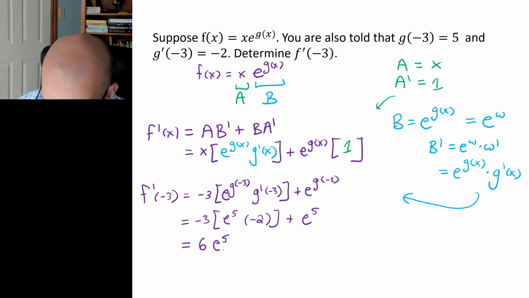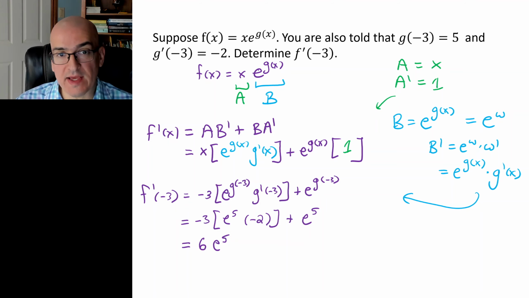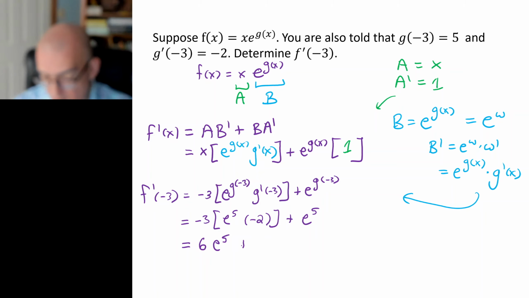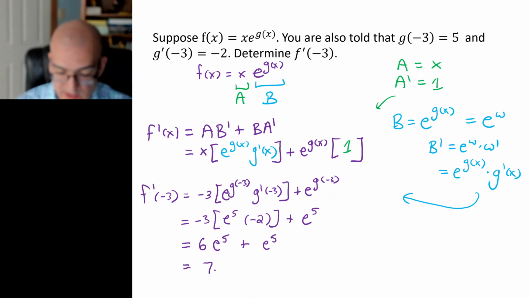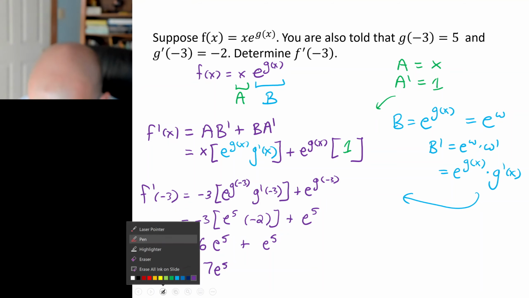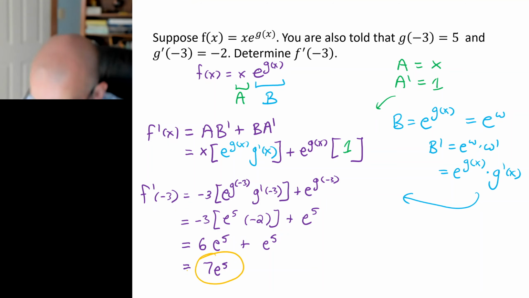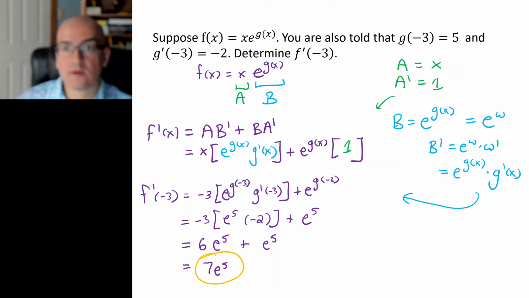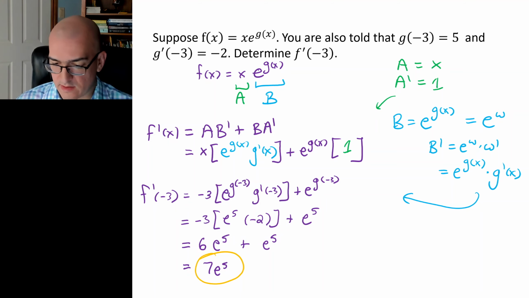E to the power of 5. We can't bring that 6 into the base e. The base e is raised to the power of 5 and the 6 is not, so we can't combine them. We have 6 e to the 5 plus 1 times e to the 5. So 6 cookies plus 1 cookie is 7 cookies, 7 e to the power of 5. And that's it. Next one.